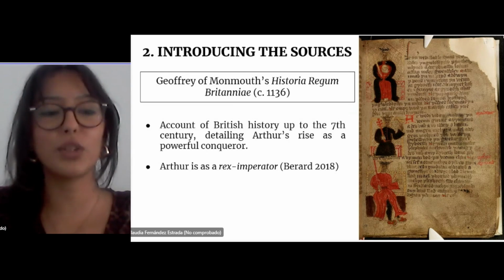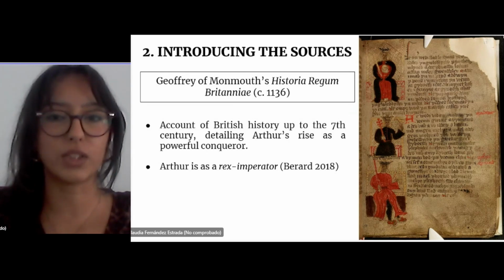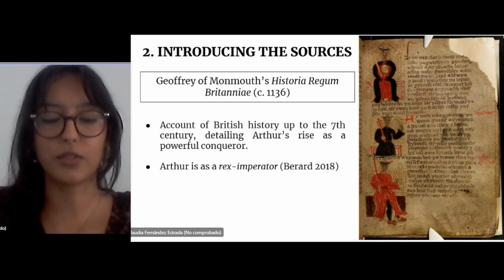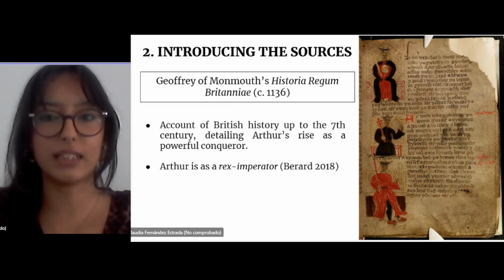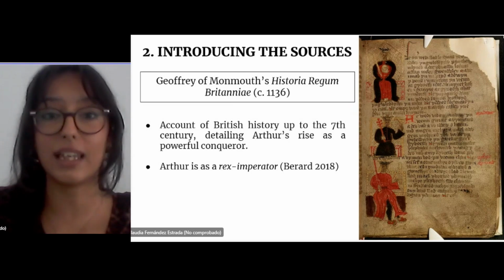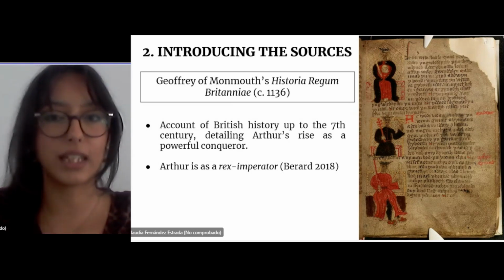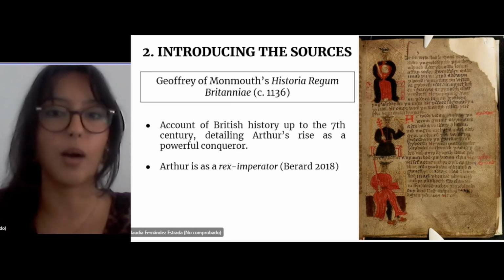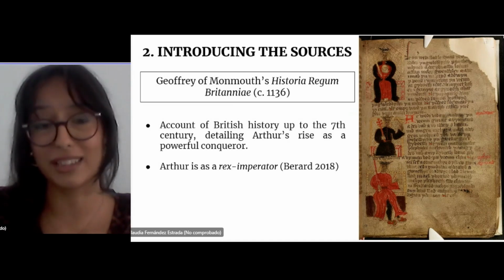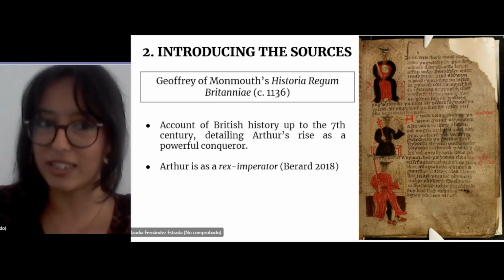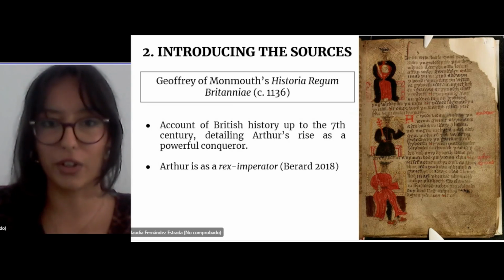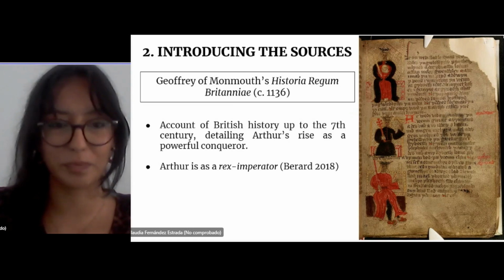And what I want to highlight about this source right here is that in Monmouth, as Christopher Berard has noted, Arthur is presented as a Rex Imperator, as a king emperor. Arthur is here above everything, a warrior and a conqueror. And this is going to be very interesting for some of the monarchs that I will talk about.